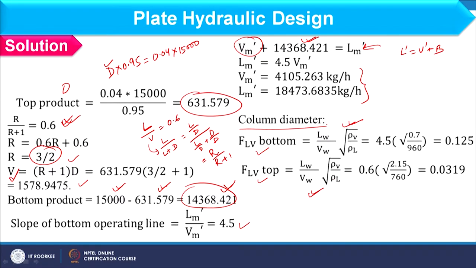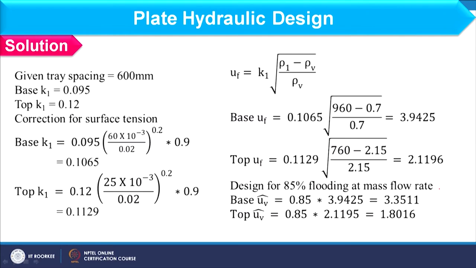Okay. Now, if you see LW by VW at bottom as well as at top, these are nothing but the slope of the operating line. So, that we can consider as 4.5, properties are given to you. Okay. So, you can calculate FLV bottom as 0.125 and top as 0.0319.